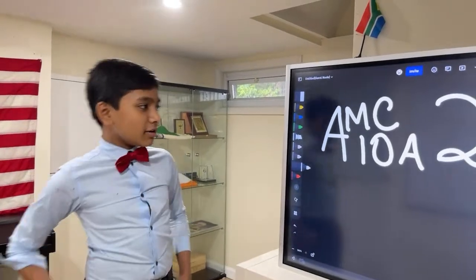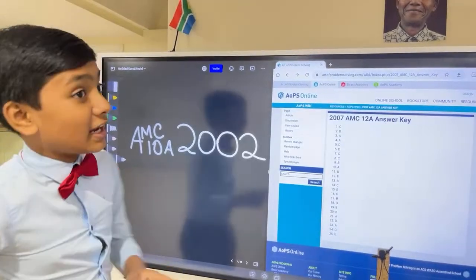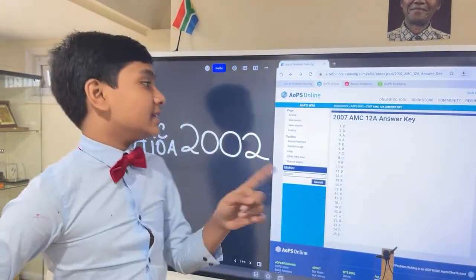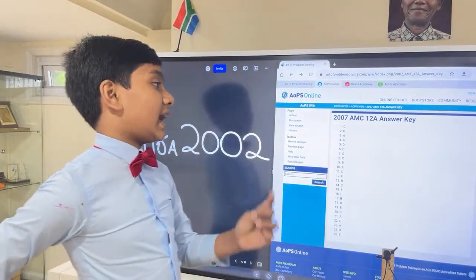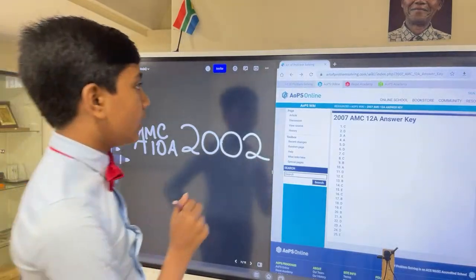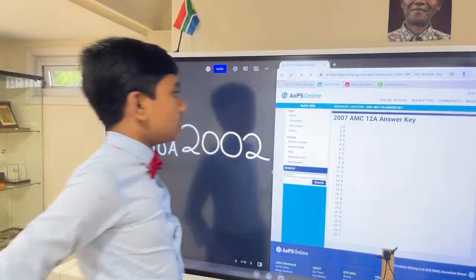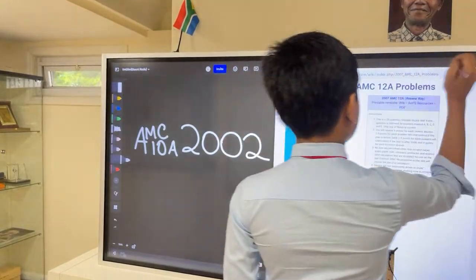And today we're going to be doing, it's a little cut off here, AMC 10A 2002. Now don't get suspicious, this is not the AMC 10A 2002 answer key, this is the AMC 12A 2007 answer key. Alright, so now let's get to the actual exam, AMC 10A 2002.